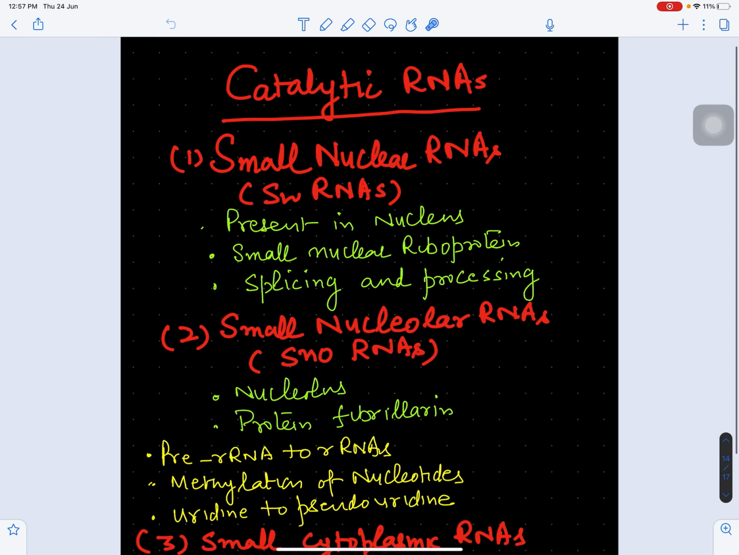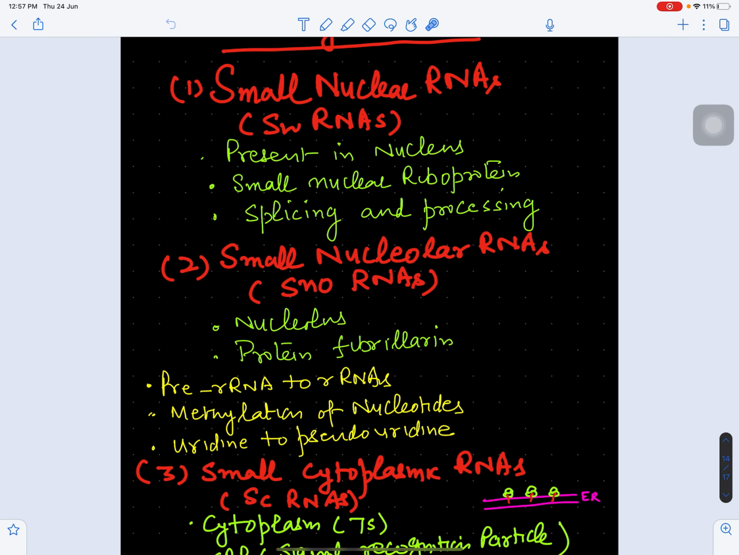The second kind of catalytic RNA is small nucleolar RNAs. This is found in the nucleolus. This can complex with the protein fibrillarin. Now, what are its functions? This can convert pre-ribosomal RNA to ribosomal RNAs, meaning when they are present in a pre-form, that will be converted into a mature form of ribosomal RNAs. Then if nucleotides are methylated, that methylation, meaning adding of the methyl group, can be done with these snoRNAs. Then conversion of uridine to pseudouridine is also with the help of snoRNAs.